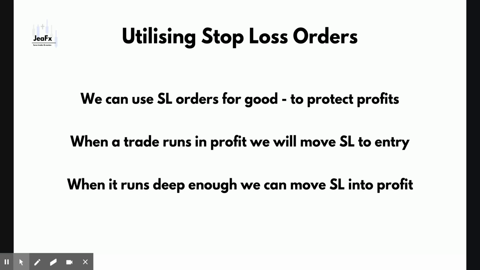So stop loss orders, we know, are very important, must be utilized with every trade, and must be used in line with position sizing to achieve a good risk versus reward approach. And we can also use them for good as well. We can utilize stop loss orders to protect our profits. When we've got a trade on and it runs into profit and is running nicely, we can actually then move our stop loss order to the entry point. When that stop loss order is sitting at the entry point of our trade, it means that we can no longer lose, right, if the market comes back down away from our profit.